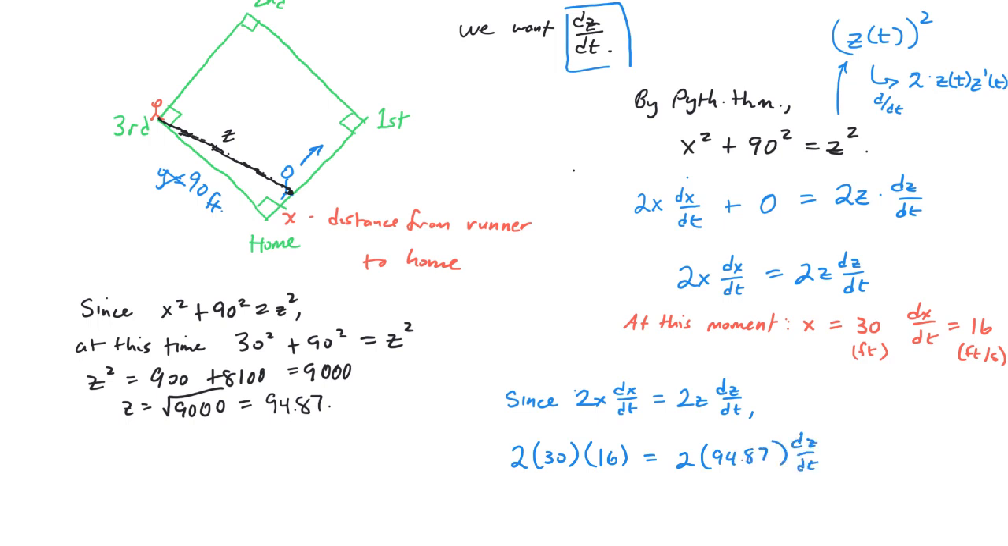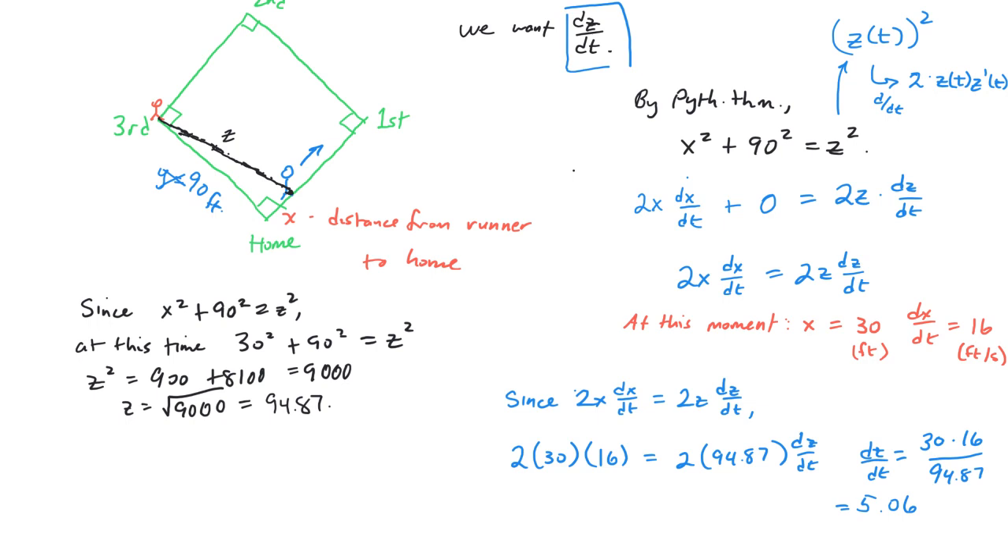So solving for dz/dt, we get dz/dt equals, and at this point, I think I will cancel those factors of 2. I just get 30 times 16 over 94.87. And what does that come out to? Let's use our calculator. 30 times 16 over 94.87, I get 5.06, almost exactly, 5.06.